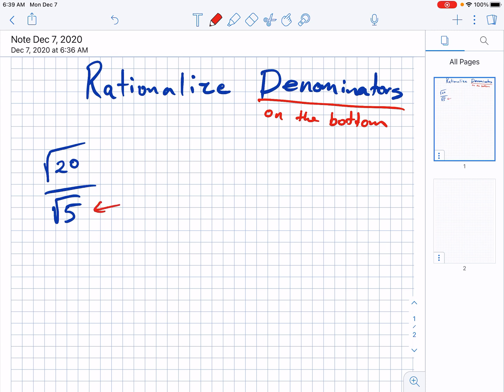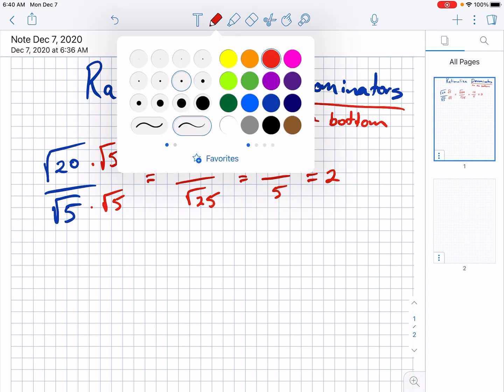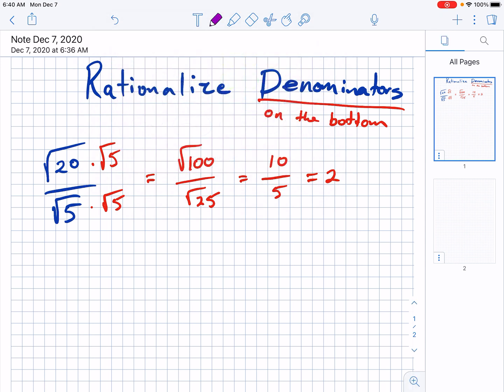Here we have the square root of 5 on the bottom. One method is to just multiply the top and bottom by that square root, which gives us the square root of 100 over the square root of 25, which gives us, let's see, the square root of 100 is 10, square root of 25 is 5, so this equals 2. Another approach, which would give you the same answer, let's start over.